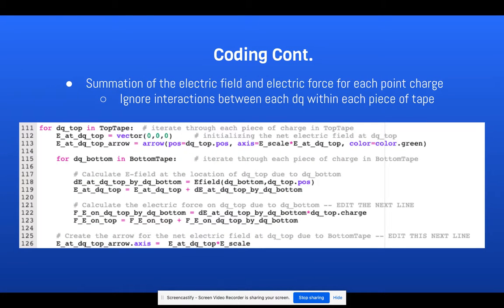Here in the nested for loops, I take each section from the top tape and calculate the electric field on the section due to the bottom tape directly below it. And then I calculate the electric force between those pieces by multiplying the top section's charge by the electric field that we just found. The loop will continue to run until it does this for every piece within the top tape.